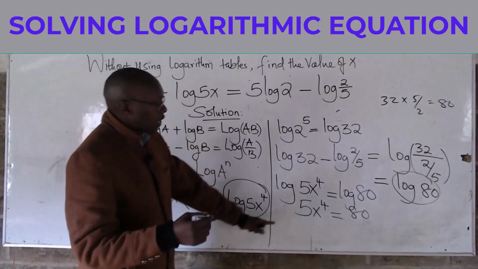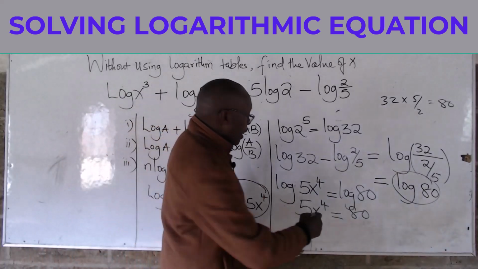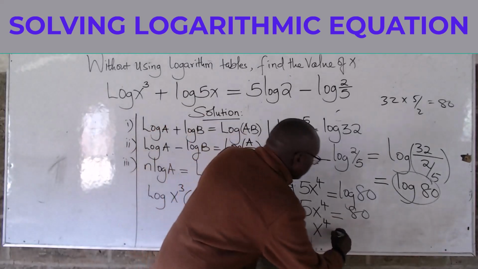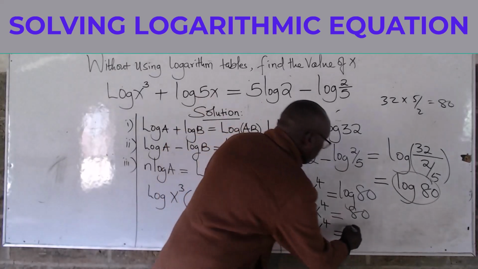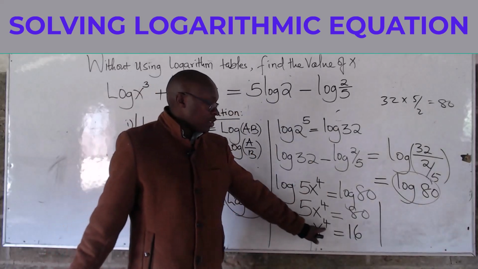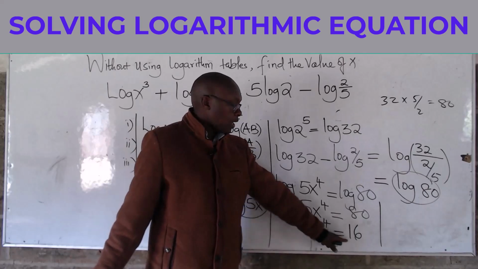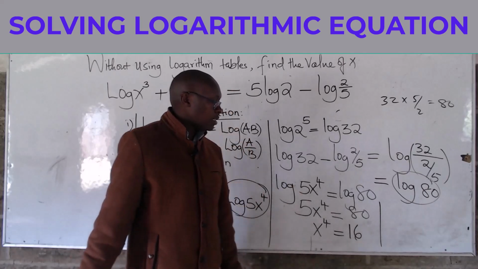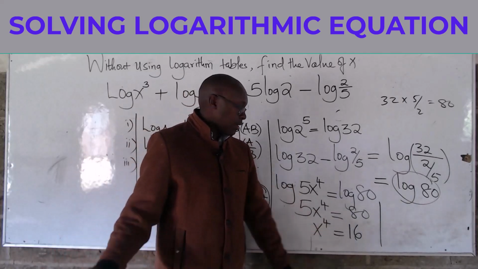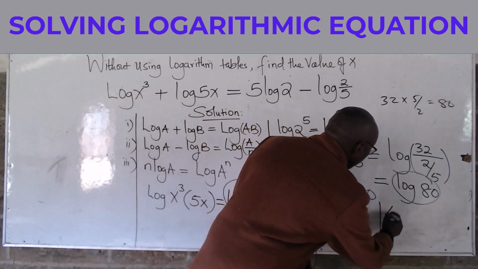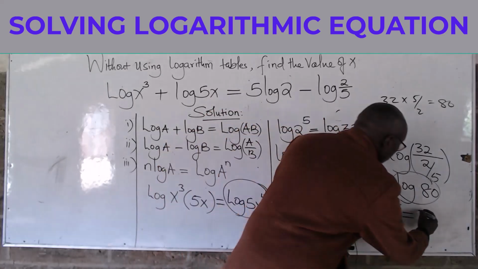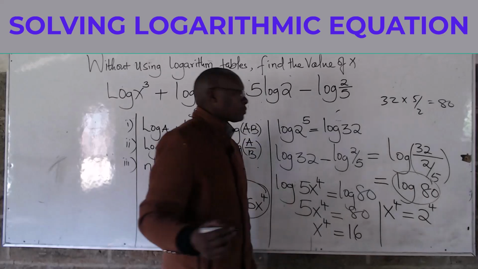Now we want to solve for x, so we can divide both sides of this equation by 5, so that we have x raised to power 4 is equal to 80 divided by 5, which gives 16. So we have x raised to power 4 is equal to 16. Now we can write 16 so that it contains power 4 like this. 16 can be written as 2 raised to power 4.